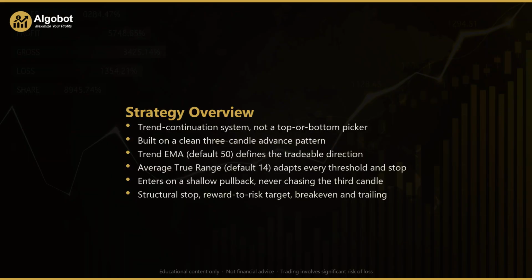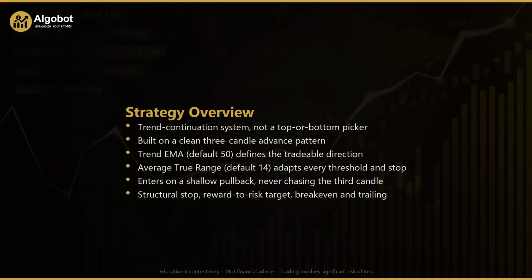Let's get started. So what exactly does Triple Advance Pullback do? At its core, this expert advisor is a trend continuation system. It doesn't try to pick tops or bottoms, and it doesn't chase a market that has already run a long way. Instead, it looks for a specific footprint of strength, 3 consecutive candles that move in the same direction in a clean, orderly way. When that healthy advance appears, the strategy doesn't jump in immediately. It marks the setup as armed, and then it waits for the market to take a short breather, a shallow pullback, before stepping in on the resumption.